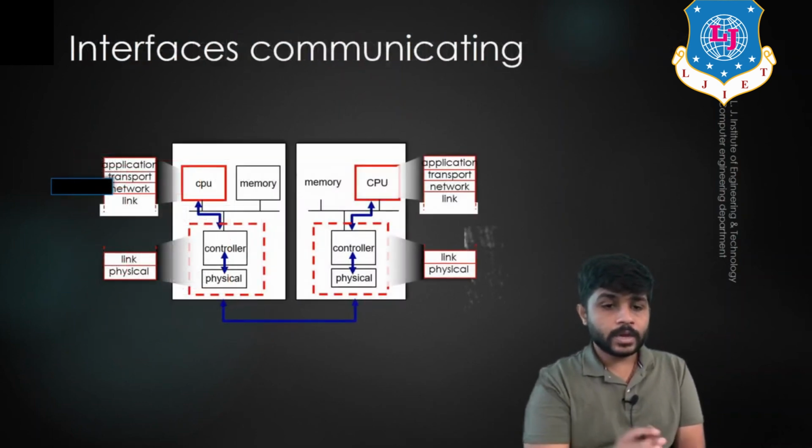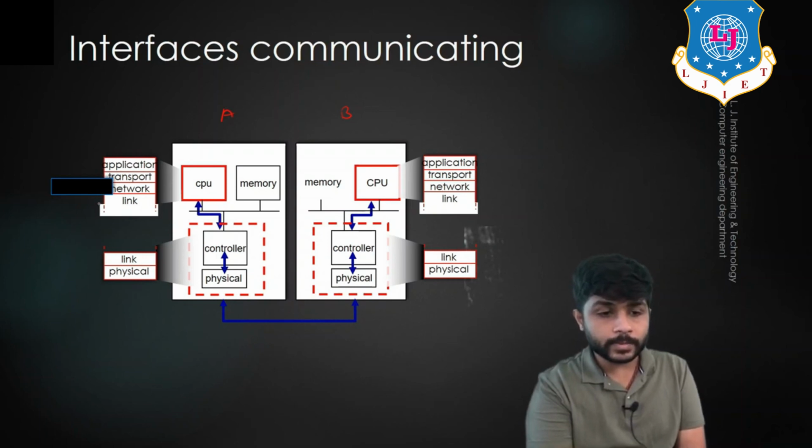Now this is one example of what happens when device A sends data to device B. Device A contains these 5 layers: application layer, transport layer, network layer, data link layer, and physical layer. Device B again contains 5 layers: application layer, transport, network, data link, and physical layer.